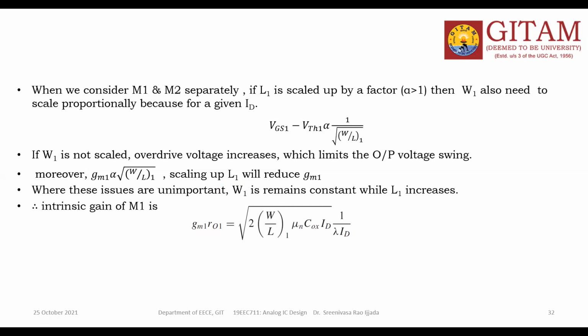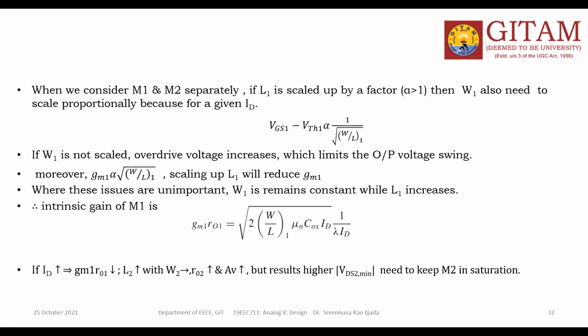Therefore, the intrinsic gain of M1, the gain produced by M1. That means AV is equal to minus gm1 into R01. You know this formula: it is equal to the square root of 2 mu n Cox W by L of the M1 device times ID, that is gm1, and R01 is 1 by lambda ID.